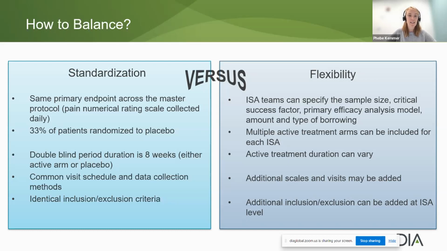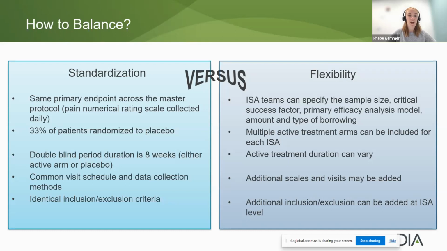Each of the ISAs has an 8-week double-blind period, but within that, the duration of the active treatment period can vary. So if you don't have sufficient toxicology data, for instance, to support a full 8-week treatment period, it could be shorter.